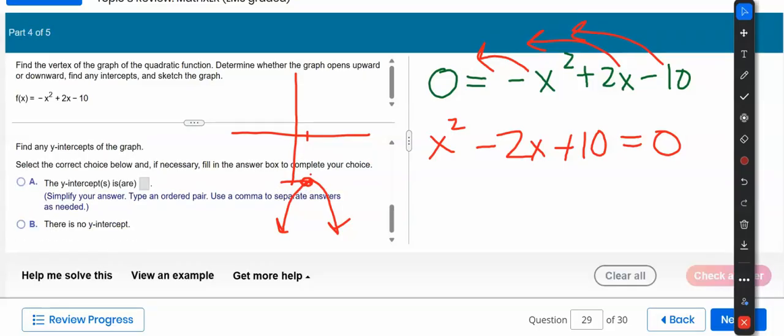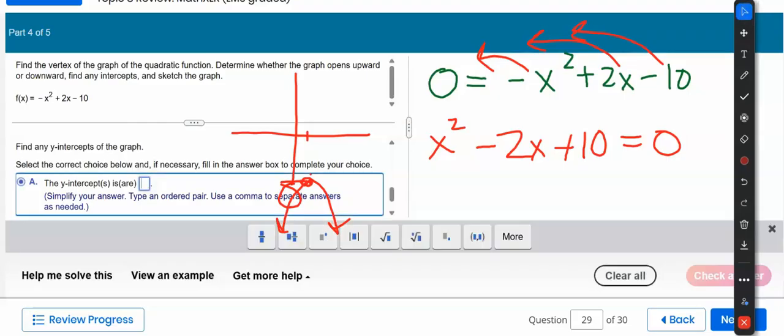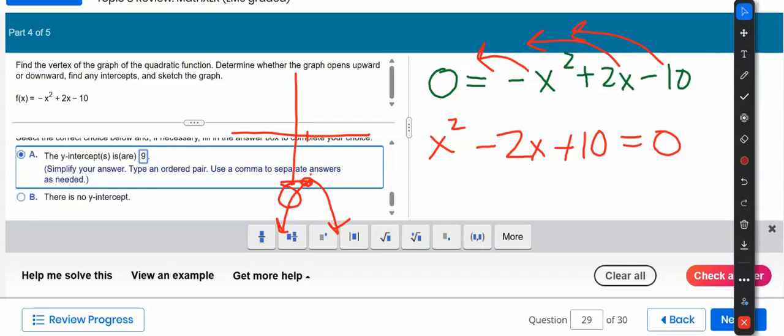How do I find the y-intercept? There is a y-intercept. Where does it cross the y-axis? Put 0 in for x. We do want to plug 0 in for x. What do we get when we plug 0 in for x? -10. You got it, -10. Forgot my negative. They asked me to type in ordered pairs, so 0, -10.